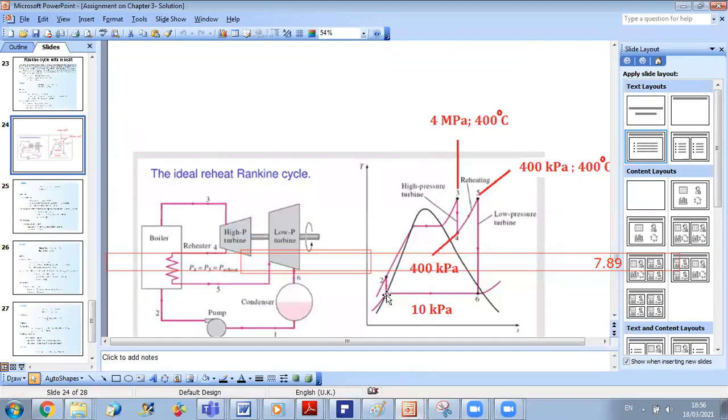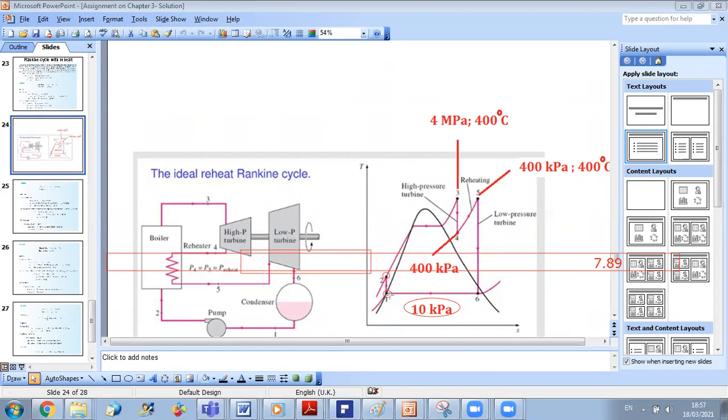So I still have H1 and H2. For point 1, it's saturated liquid at 10 kilopascal. So using the same table here, I already got HF at 1. This is the point I want. HF is equal to H1 at 10 kilopascal, so I already got H1. Now for H2, it's the same methodology as the previous problem. I can get it from H2 minus H1 equals V1 delta P.